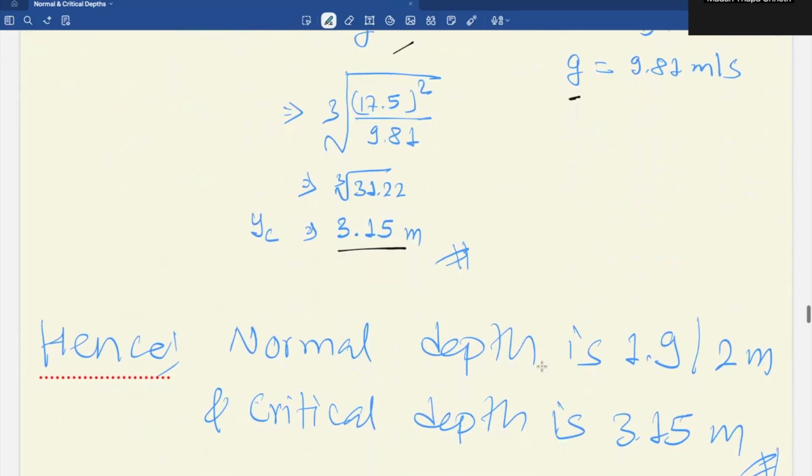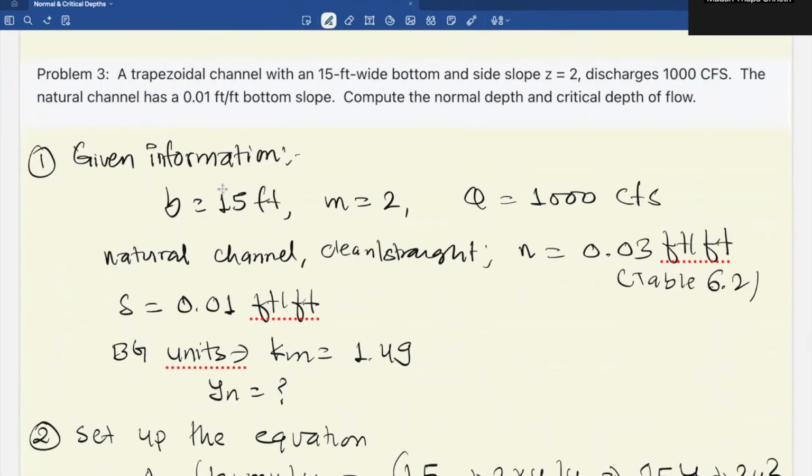So hence our normal depth is equal to 1.95 or 2 meter, and critical depth is equal to 3.15 meter. So I suggest you again double check my calculation, but the approach is fine. It is also the same as question number two, but the channel is different.